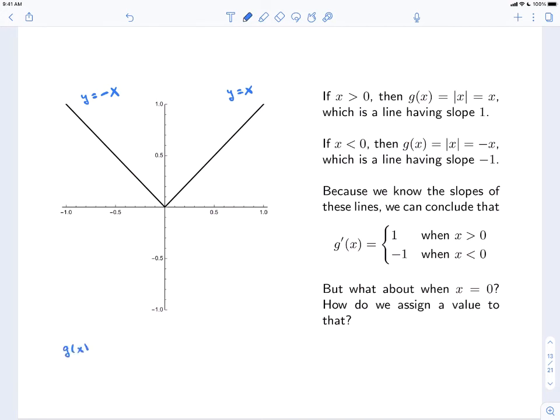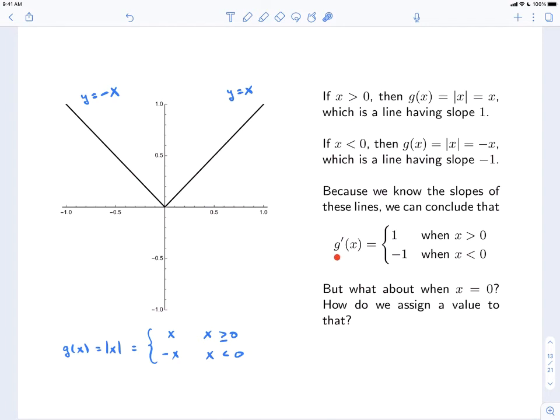g at x equals the absolute value of x is equal to, well, it's equal to x when x is positive, and it's equal to the opposite of x when x is negative. Now, the thing about the absolute value of x is it's also defined at 0. So we can pick either one of these, because either one of these is going to give you 0. So the absolute value of 0 is 0, so you can either use the top rule or the bottom rule. So let's just arbitrarily use the top one.